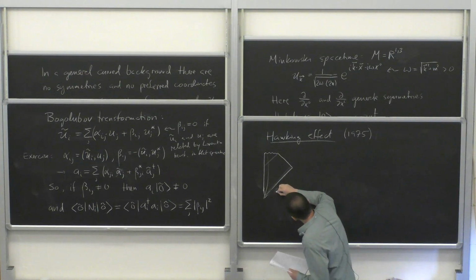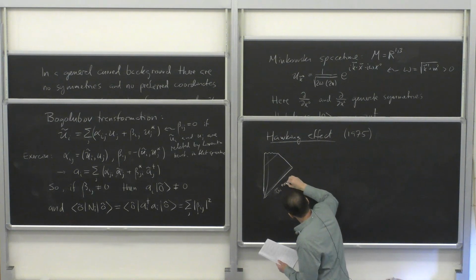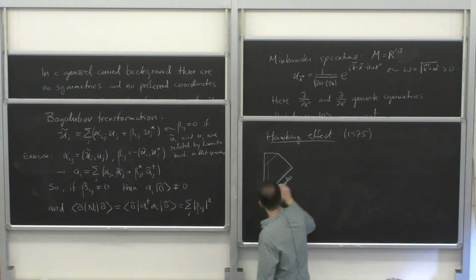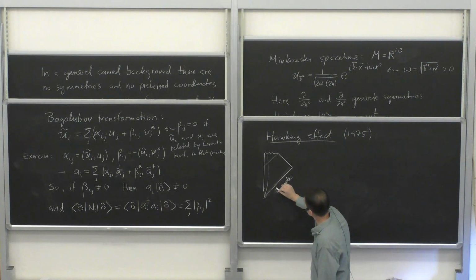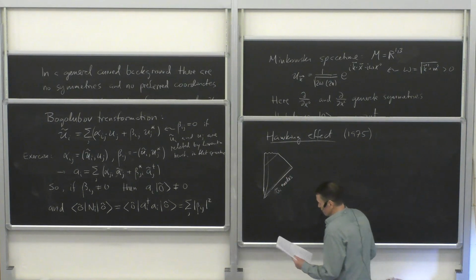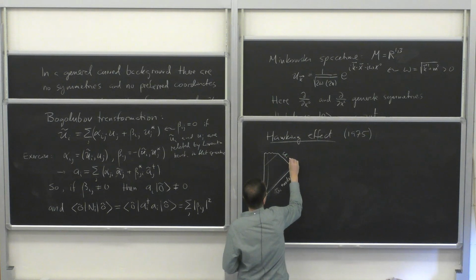So I'm going to define the vacuum down here as the one that's annihilated by the A twiddles. I'm going to work in this vacuum so that there are no field excitations coming in from the past here. And then my other modes are going to be out here, right?